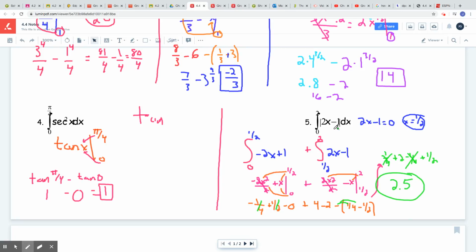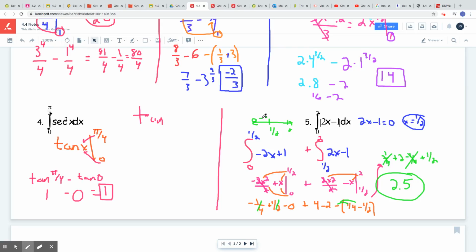All right, so when you have an absolute value, you split it up into two integrals. This 0 here goes here, the top one goes there. You set this equal to 0. 1/2 goes there and there, and it's almost like 1/2 is your critical value. Pick a number between 0 and 2, and you're plugging a number in to see if it's positive or negative.